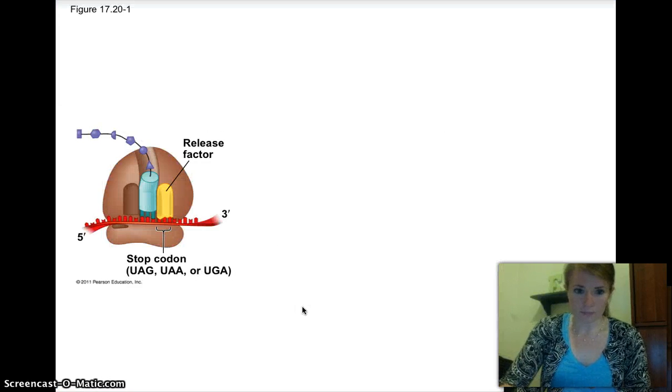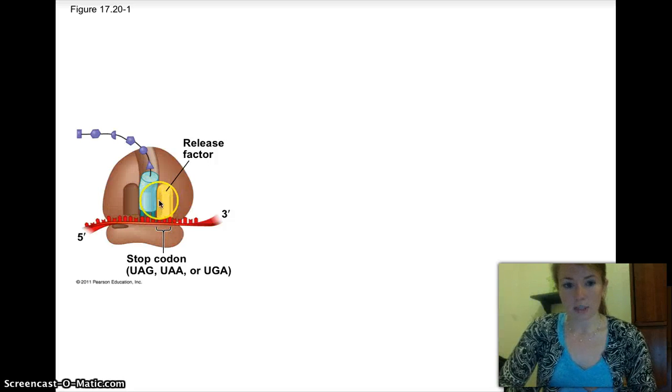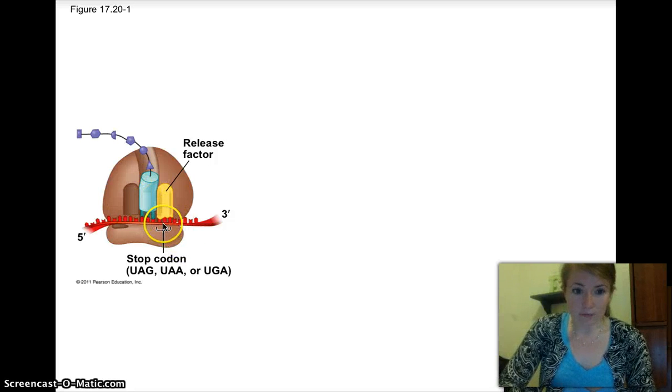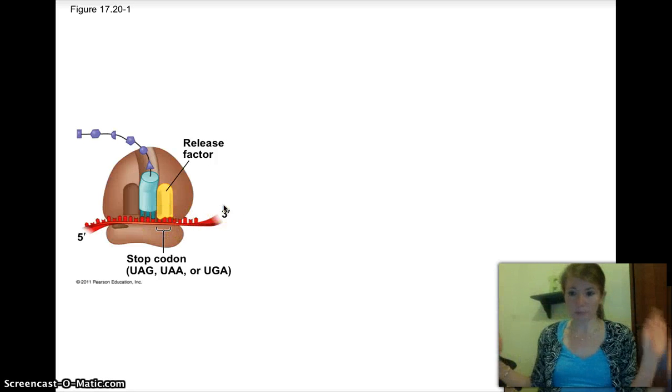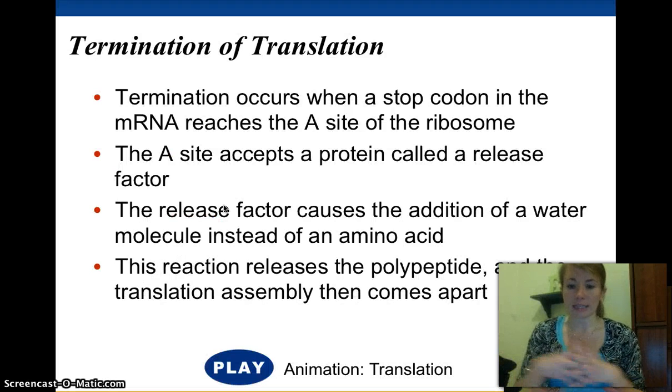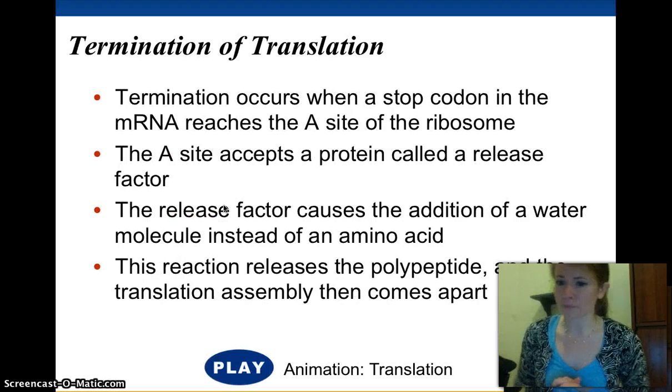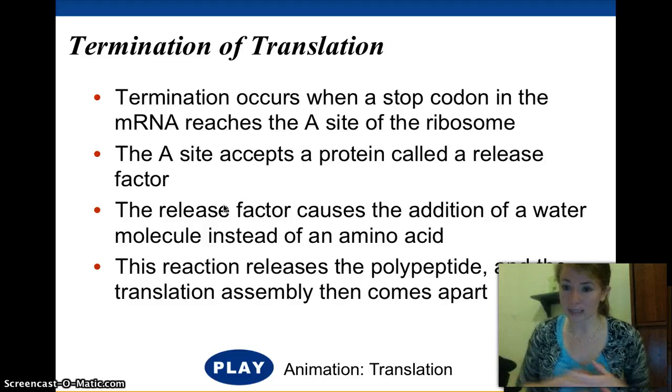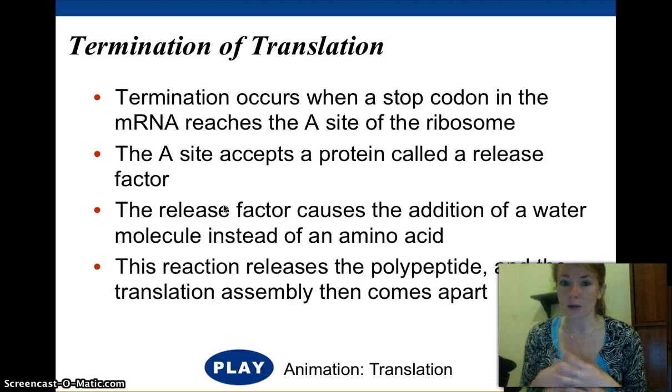Okay. So basically, here's our growing polypeptide chain. Here's a tRNA that's in the P site. As soon as this A site reads a UAG or a UAA or a UGA, it says, okay, polypeptide's done. We need to get this thing out of here. And what it does is it accepts a protein called a release factor. So it doesn't take a tRNA. Instead, it takes a release factor. This, again, is one of those proteins that we need to help us do all these jobs.